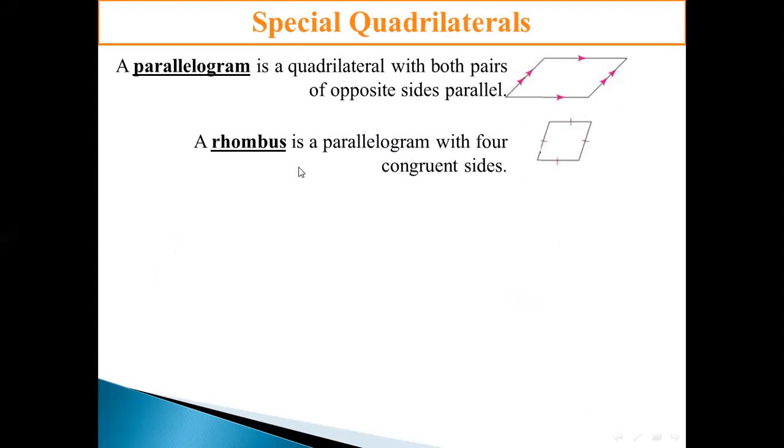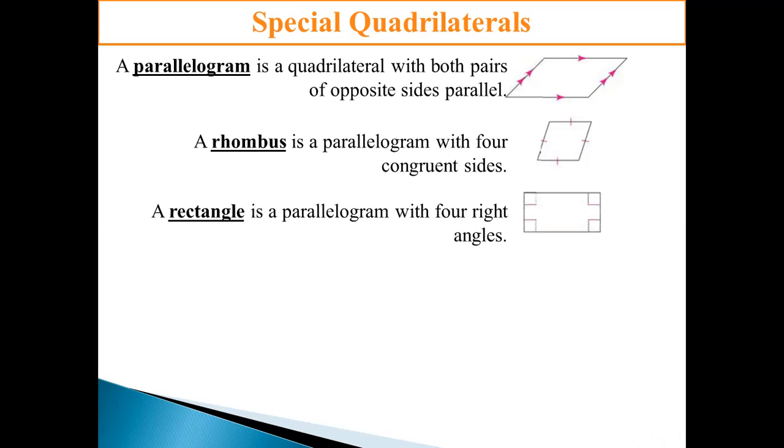Okay, after that, rhombus here is a parallelogram. When I say here is a parallelogram, I mean it has the same properties of a parallelogram. So when I talk about rhombus, I will say a rhombus is a quadrilateral with both pairs of opposite sides parallel, as a parallelogram, and with four congruent sides. So directly, I will say a rhombus is a parallelogram with four congruent sides or equal sides.